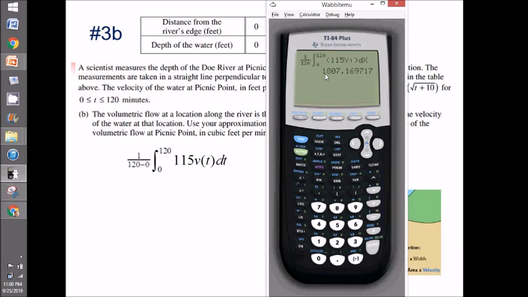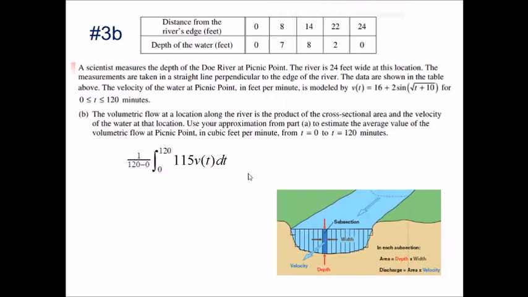This is 1,807, this will be 170 if you take it to 3 decimals. And what are we multiplying together here? Well, they told us here, flow is going to be cubic feet per minute. So that was nice of them, feet cubed per minute.